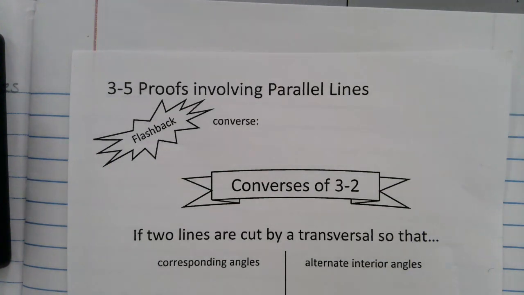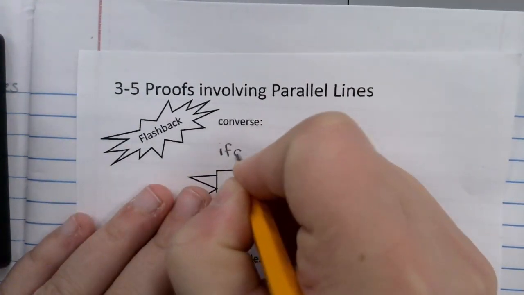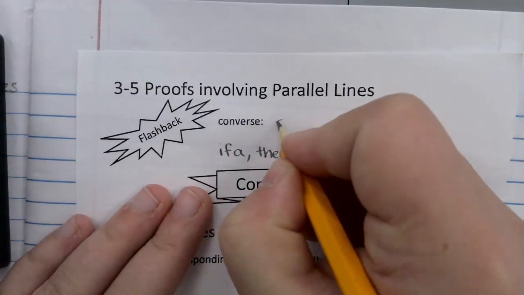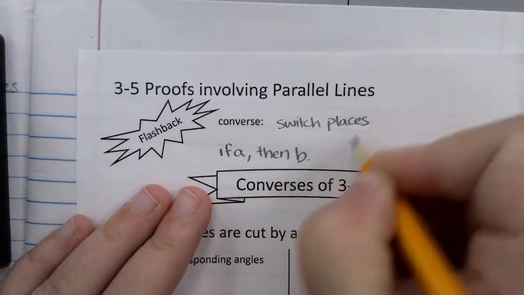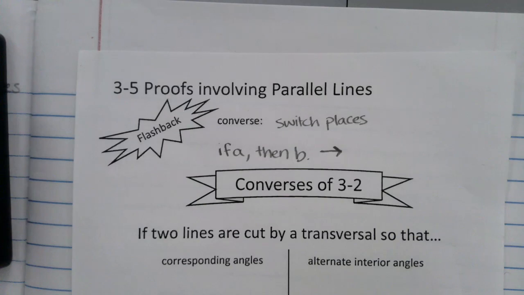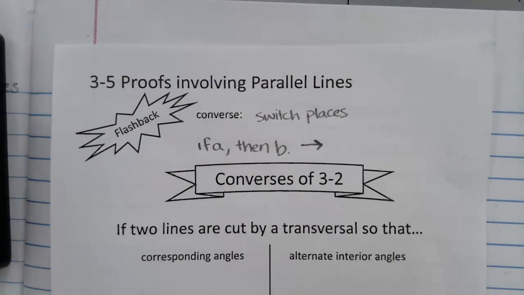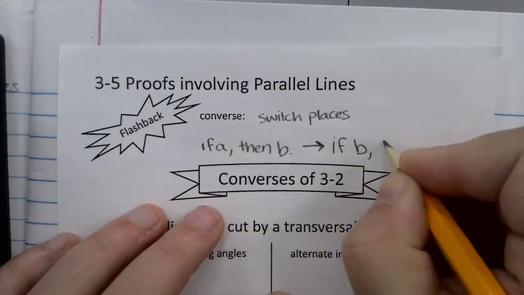Switching places. What kind of statement are we dealing with in a converse? If then. So remember, it's an if then statement. So like if A, then B. A converse means we're going to switch places. So we're going to switch that over. Instead of if A, then B, how would that switch? If B, then A. Good.